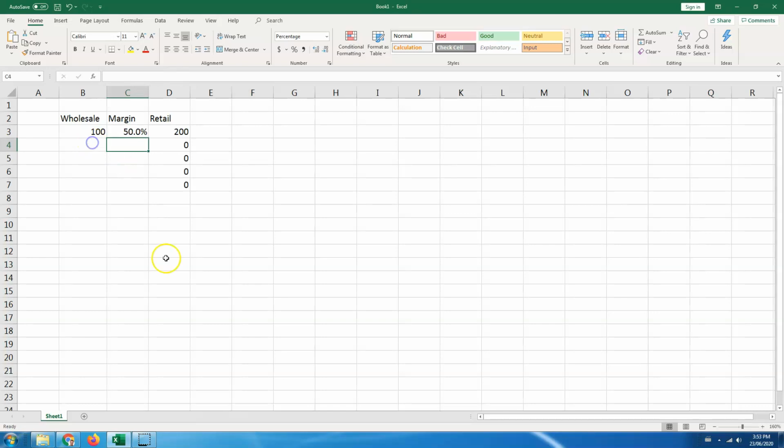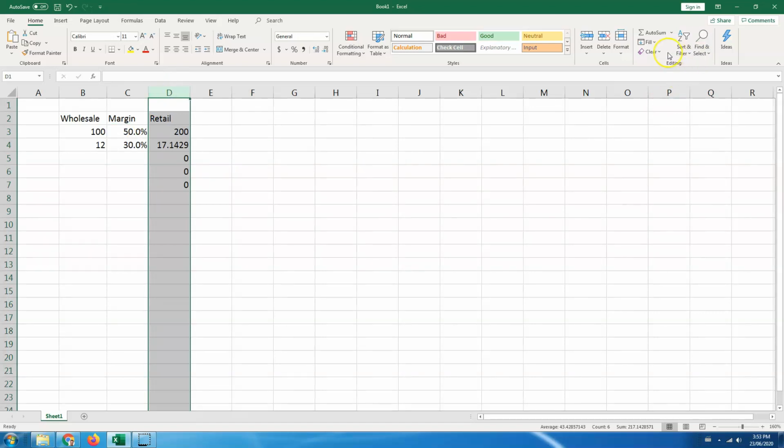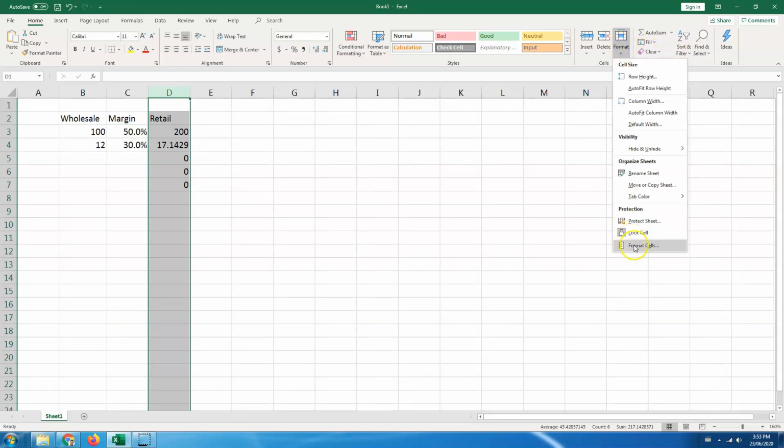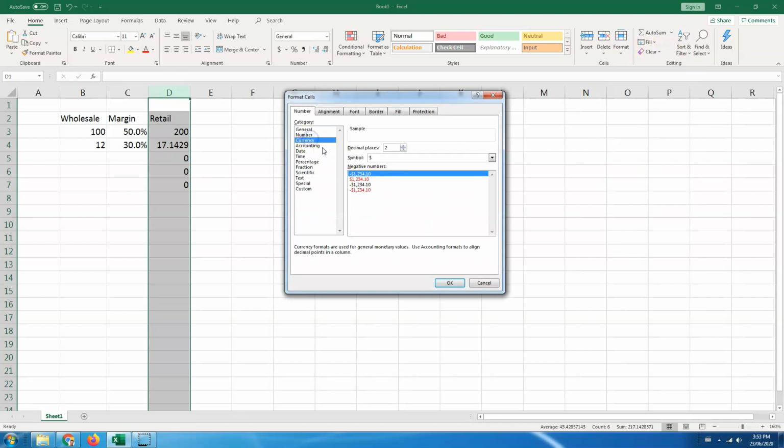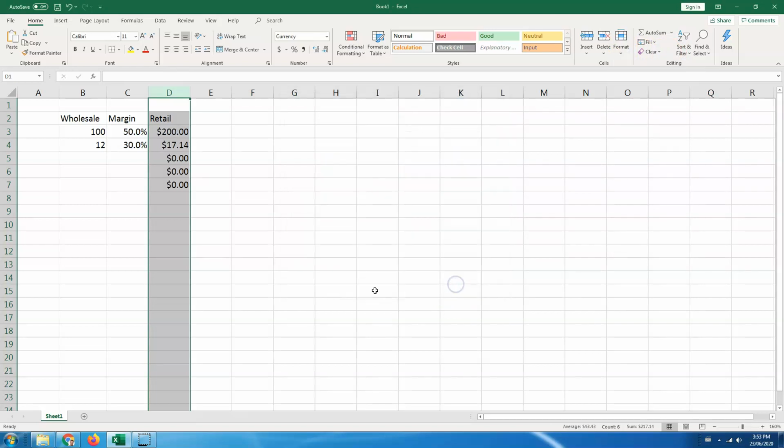Okay, so now what if you have a product that costs you only, let's say, $12 wholesale? You want to earn a profit margin of 30%. So we're going to type 30 into there. And now you have a price of 17.14, et cetera, et cetera. That doesn't look much like money, does it? So we're going to format these cells here to currency style, 2 decimal places. And now our retail is $17.14.